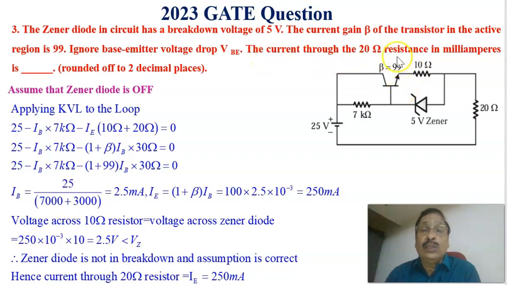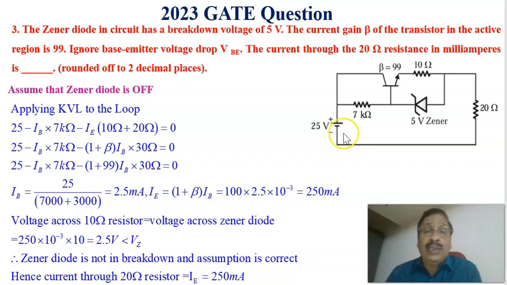What is the current through the 20 ohm resistor in milliamperes, rounded off to 2 decimal places? Now coming to the circuit here, let us consider that when Zener is off, that is, it is open circuited. Apply Kirchhoff's voltage law to this loop, that is, KVL is applied to this loop when Zener is off.